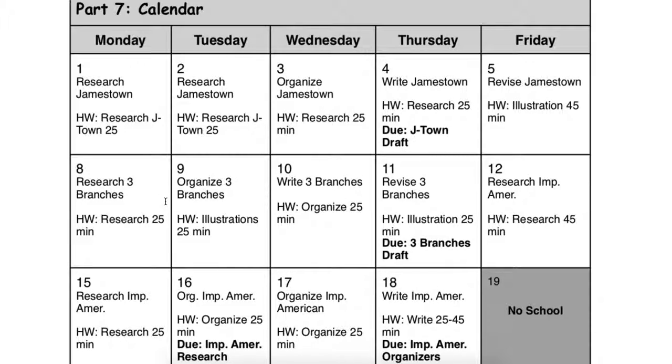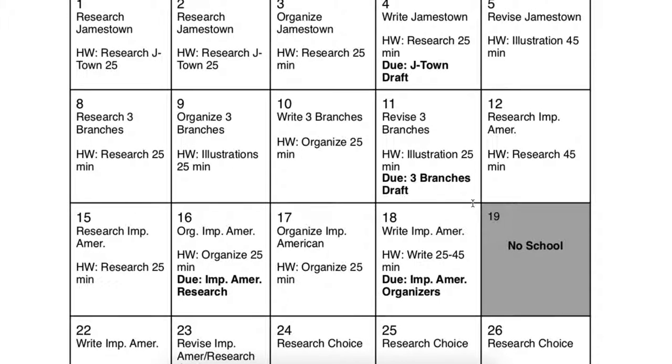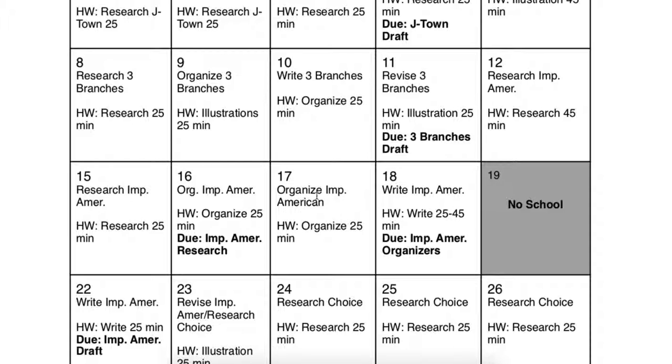Jamestown we do all together. 3 branches, I break you up into groups. So I'm slowly taking myself out of the process. Then you get to an important American, and this is where I lump you together with people that are doing the same important American as you. So you're working alongside somebody, but you're also kind of working alone. So you're slowly but surely becoming independent.